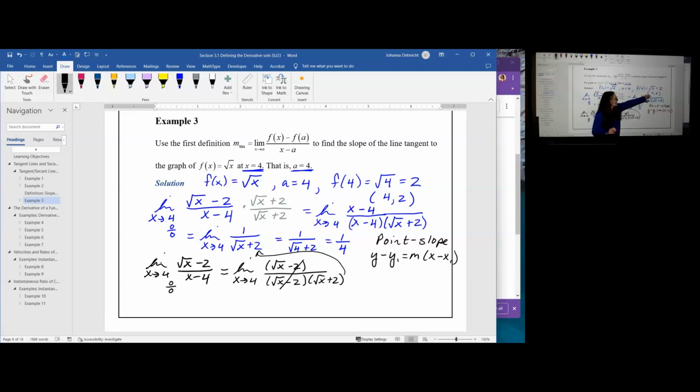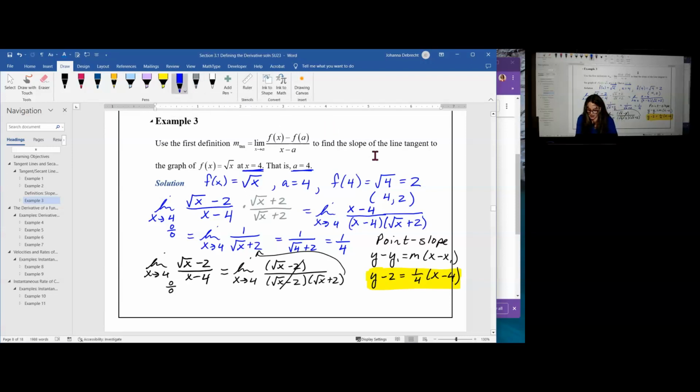Well, let's use a, f of a, which is (4, 2). The y value is 2. The slope is 1/4. And the x value was 4. This equation that you see here will give you the equation of the tangent line.